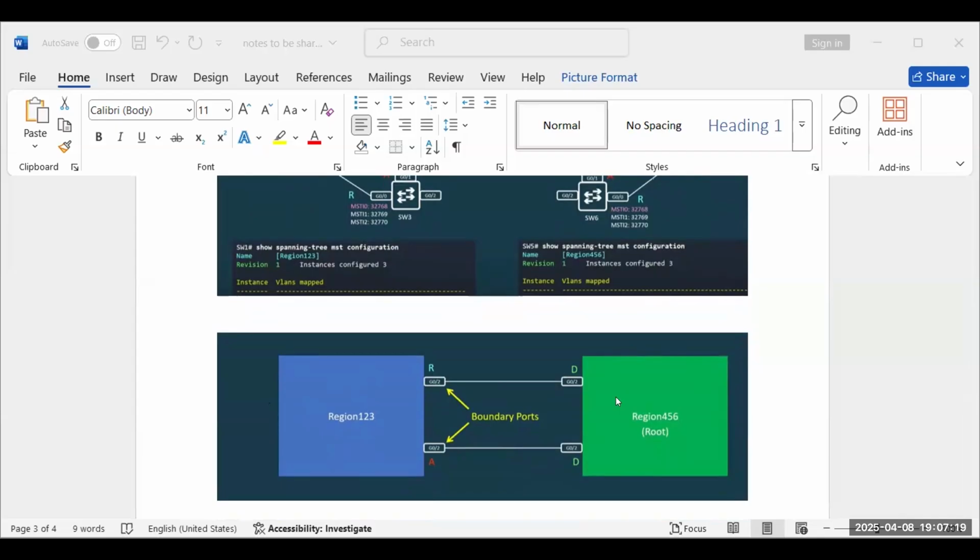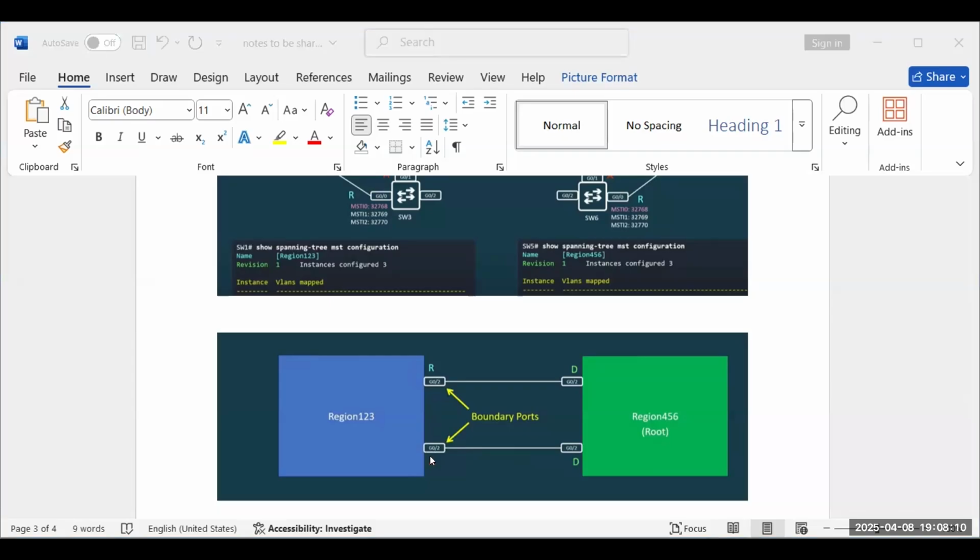What does boundary port mean? A boundary port is the exit port of the region on the non-root bridge. In this logical diagram, if this is the root bridge and this is the non-root bridge, then from the non-root bridge this is the exit point to reach the root bridge. These ports are known as boundary ports.